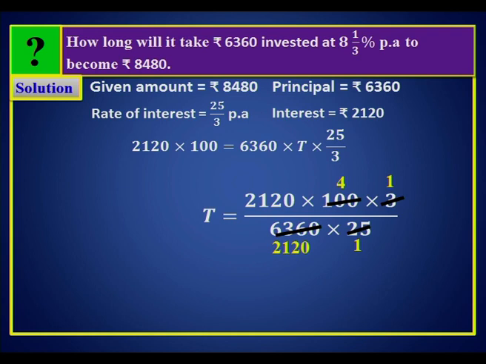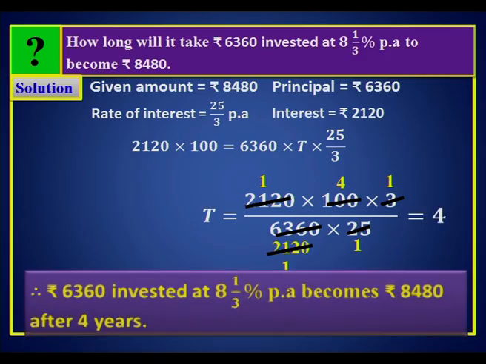3 goes 1 time and goes 2,120 in 6,360. So, what is left? Yes, in numerator we have 2,120 and denominator also we have 2,120, both get cancelled 1 time each. And what is left, children, now? Yes, we are left with only 4.